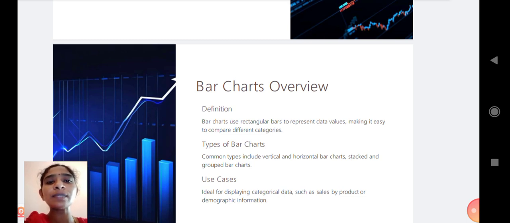The bar chart is mainly used for comparison between the variables. For example, in business analytics, the revenue of 2024 and 2025 will be considered as bar values. In 2024 there was a 20% increase, and in 2025 the percentage increased to 25%. That 5% comparison will be shown in the bar chart value.